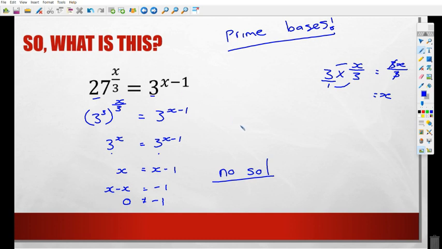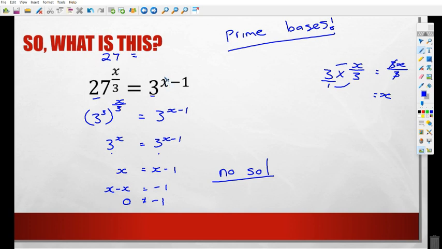So this is what I mean. Let's check this. Let's pick a random integer. I'm going to pick 3 just for convenience's sake. If x is 3 and you put 3 in here, you're going to get 3 over 3, which is 1. What is 27 to the power of 1? It's just 27.